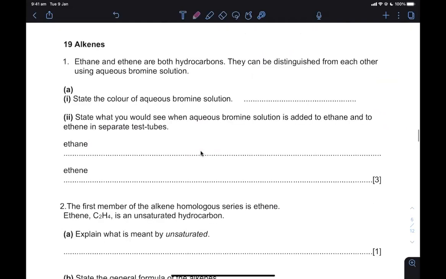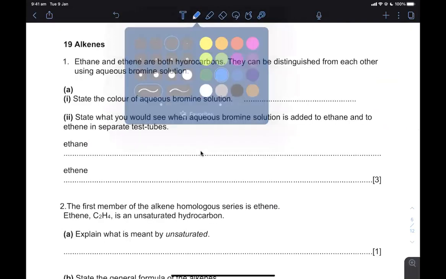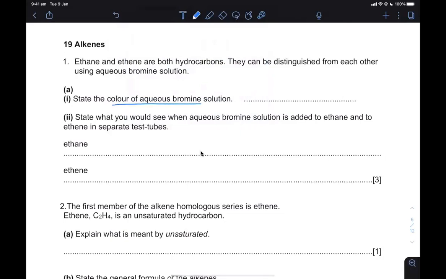Moving on to alkenes. Alkene chemistry is fairly more interesting. You want the color of aqueous bromine. Aqueous bromine means you dissolve Br2 in water. So what you get is Br2(aq), which is a mixture because you have Br2 molecules dissolved in water. This is going to be orange. You can also call it orange or yellow, orange-yellow.